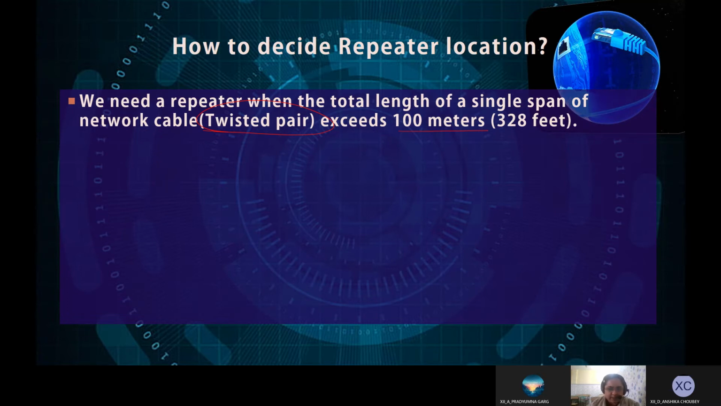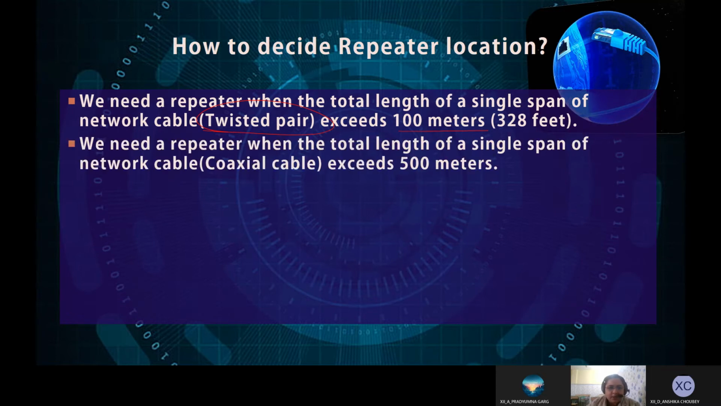After 100 meters, if you want to extend the cable length or the length of the segment, then you have to install a repeater, and then you can install another length of cable and attach a few more computers to that. So the maximum allowable length of a single span of twisted pair segment is 100 meters.